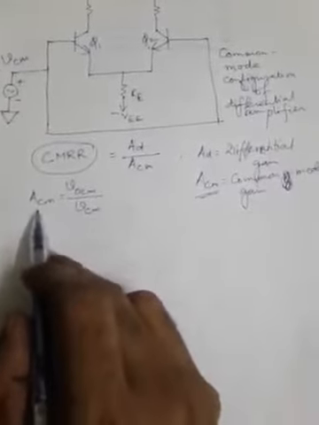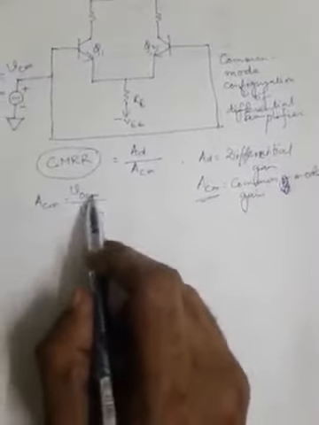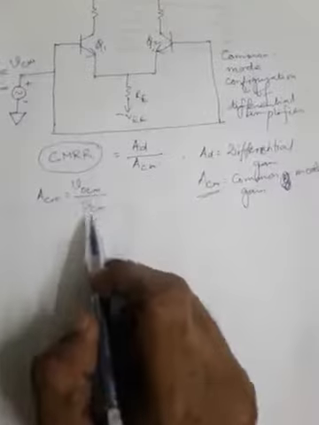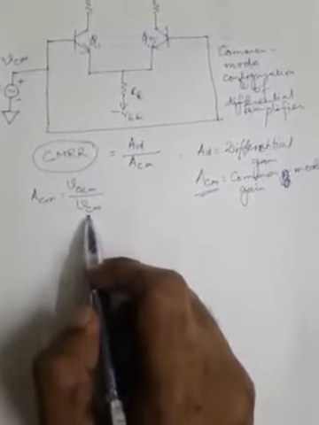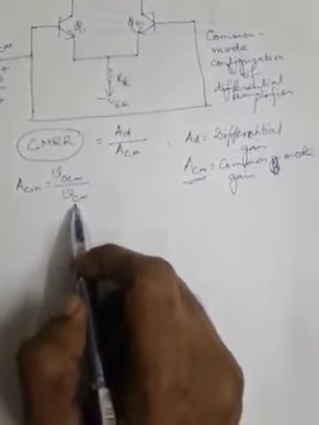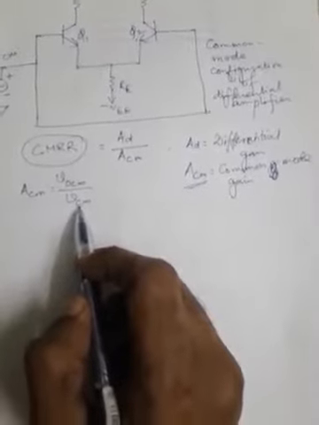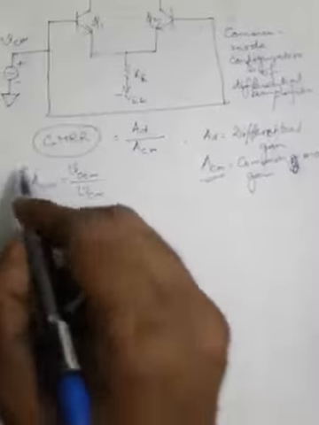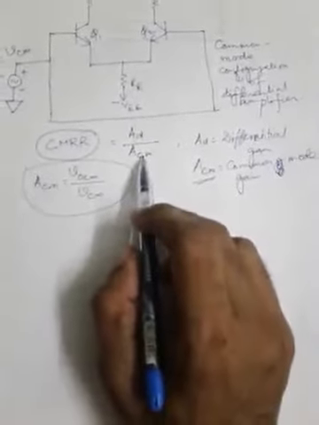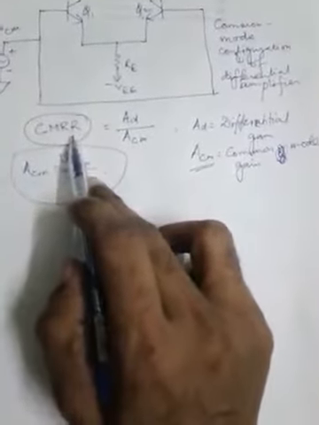So output by input is gain, you know. So common mode gain is the ratio of the output due to the common mode signal divided by the input signal in the common mode. So this is how to find the common mode gain, and this value is put over here to find the CMRR.